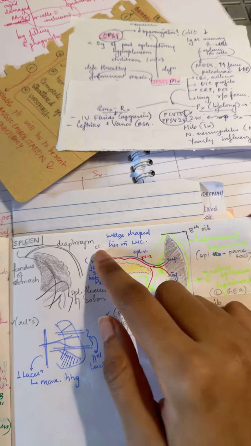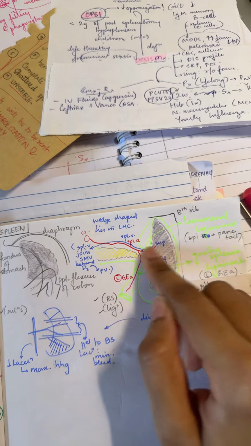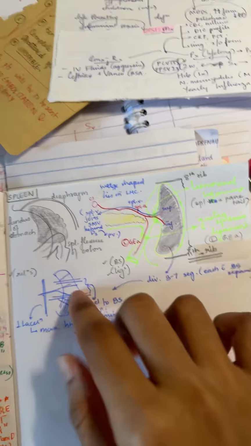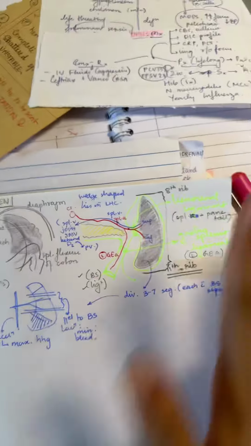Blood supply: remember that the celiac trunk gives out the splenic artery, which has its superior and inferior branches to the spleen. Actually, the spleen divides into several segments, 3 to 7 segments, and each of them has its own separate blood supply through the splenic artery, of course.